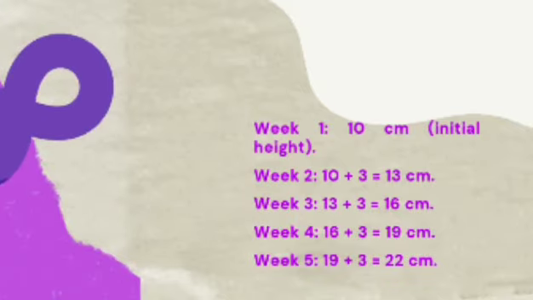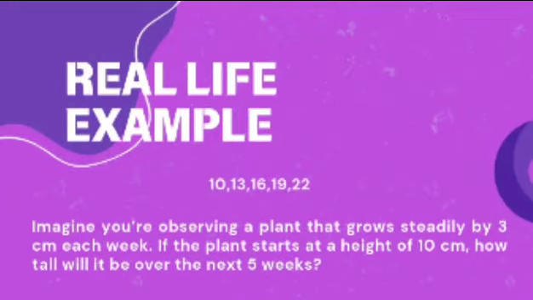Step 1. Identify the sequence. Let's calculate the height of the plant week by week. Week 1, 10 centimeters, the initial height. Week 2, 10 plus 3 equals 13. Week 3, 13 plus 3 equals 16. Week 4, 16 plus 3 equals 19 centimeters. Week 5, 19 plus 3 equals 22. The sequence of heights is 10, 13, 16, 19, 22.